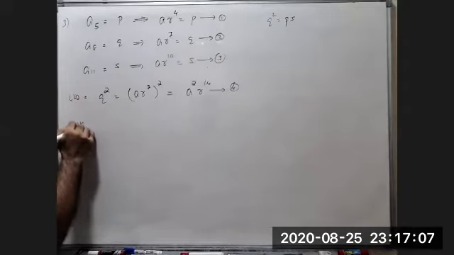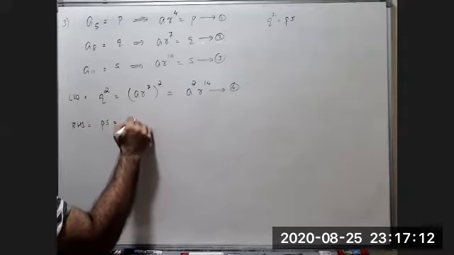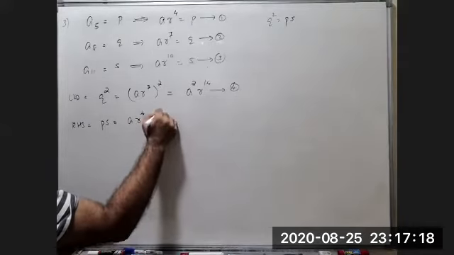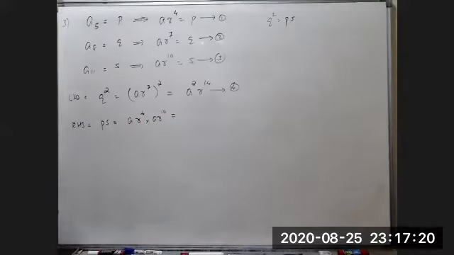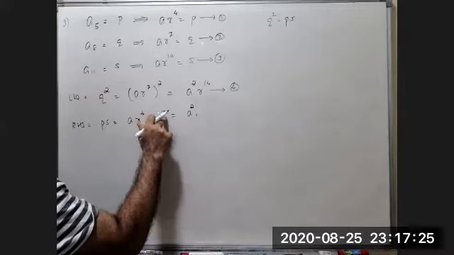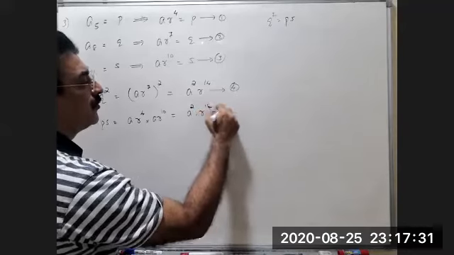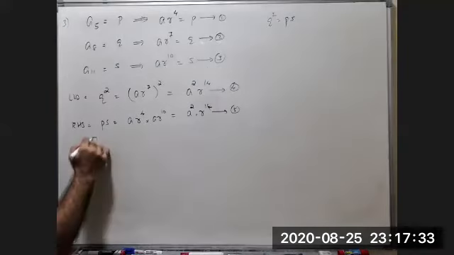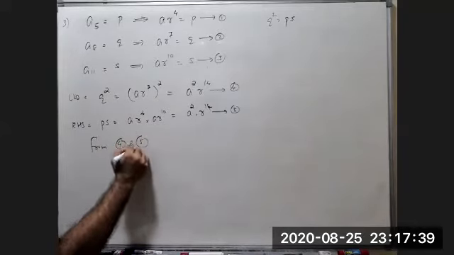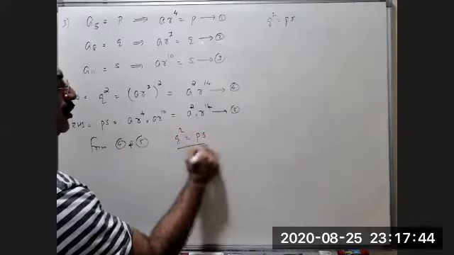RHS. We have PS. P is A r raised to 4. S is A r raised to 10. A into A is A square. r raised to 4 into r raised to 10 is r raised to 4 plus 10, r raised to 14. From 4 and 5, what can we write? Q square is equal to PS. Proved.